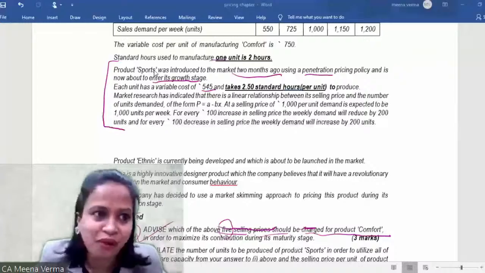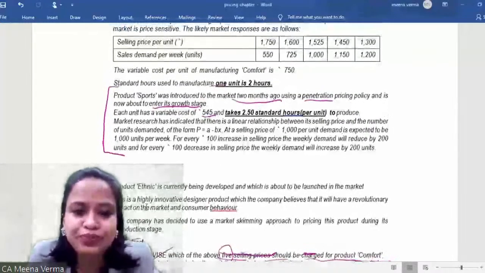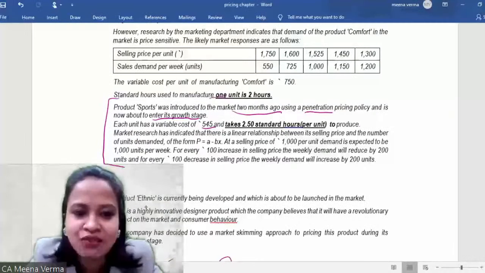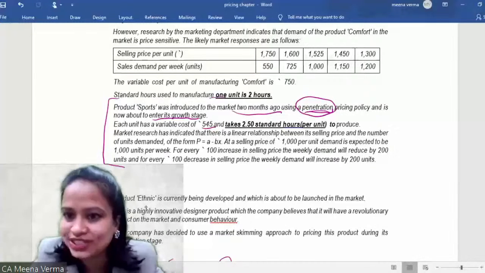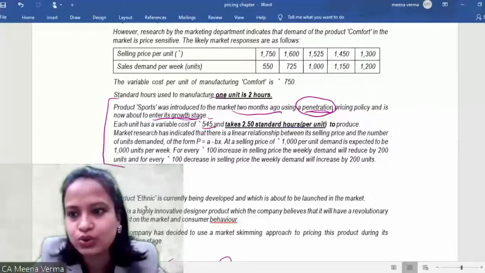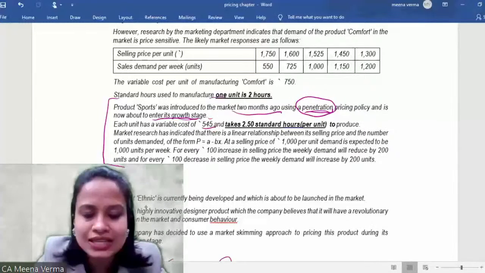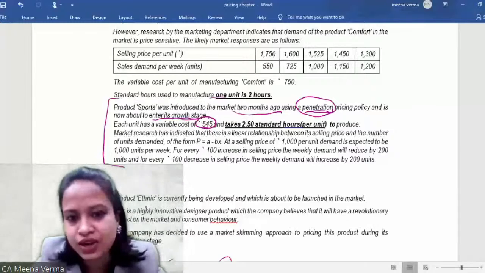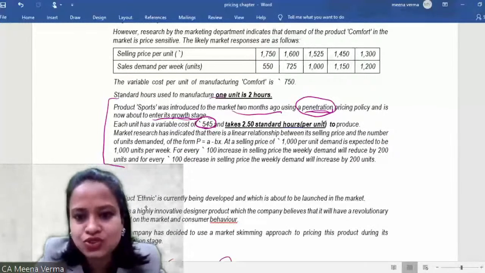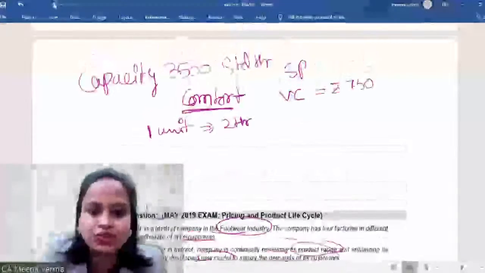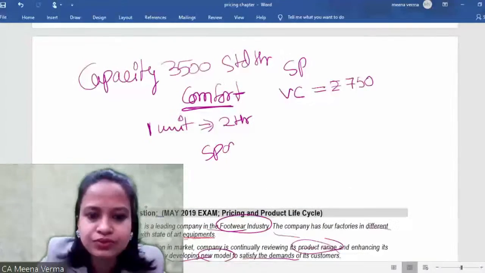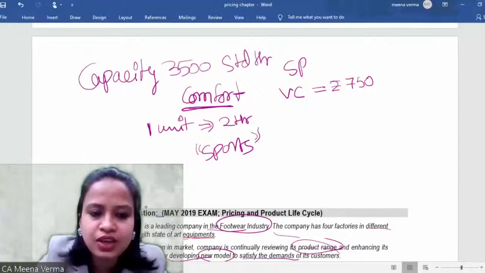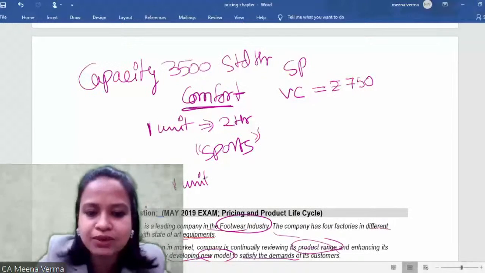The product sports was introduced just 2 months back, and they have followed the market penetration technique, and they are right now in the growth stage. Each unit has a variable cost of rupees 545, and the time required to manufacture this product is 2.5 standard hours. So now they are talking about another product. The name of the product is sports. For 1 unit, how much time are they taking?